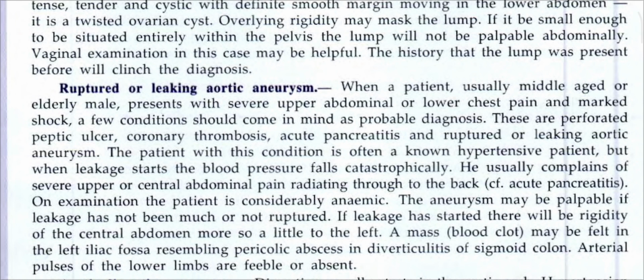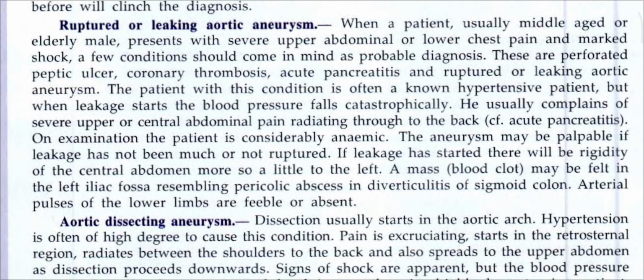Rupture or leaking of aneurysm. When the patient, usually a middle-aged or elderly male, presents with severe upper abdominal or lower chest pain and marked shock, a few conditions should come to mind as probable diagnoses. These are perforated peptic ulcer, coronary thrombosis, acute pancreatitis, and rupture or leaking aortic aneurysm. The patient with this condition is often non-hypertensive, but when leakage starts, the blood pressure falls catastrophically.